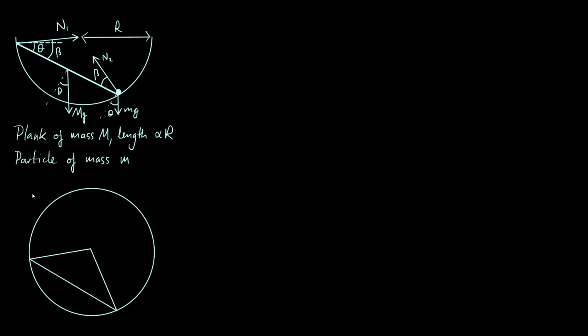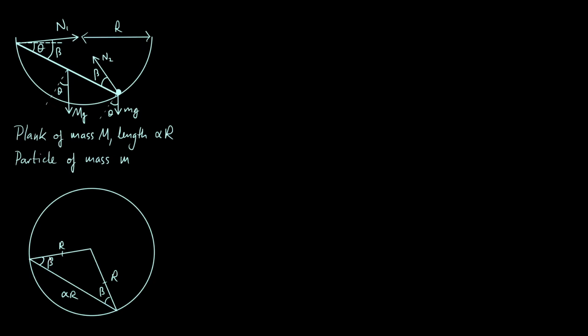So what do we know about this? Well, the length of the plank is alpha r, but these two sides both have length r because they're just radii. That's why these two angles that I've marked as beta have to be the same, because this is an isosceles triangle with 2 sides which are both equal to r.